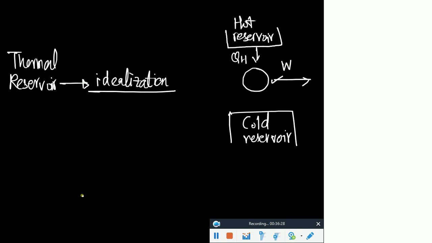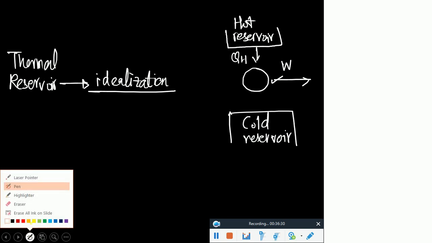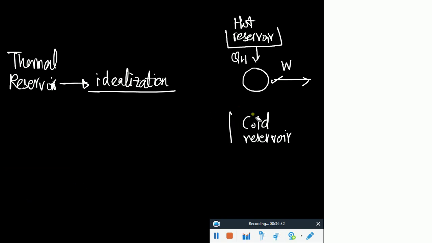Now what does that mean? If you do not consider this cold reservoir, is it possible to have this kind of arrangement?